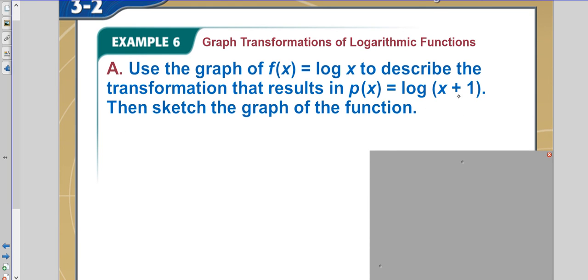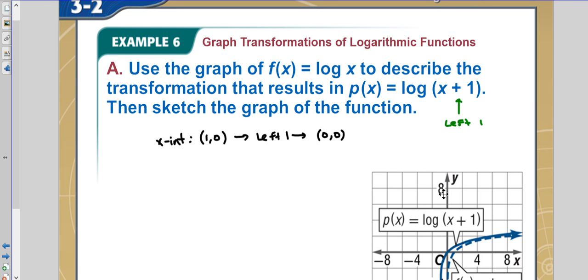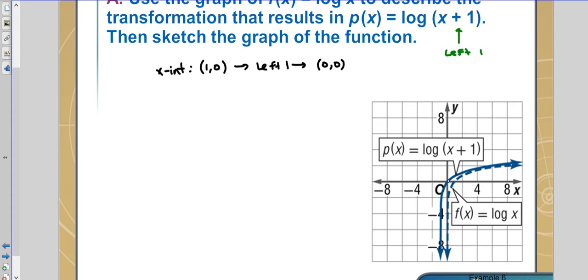So we're going to talk about transformations. Well, this plus 1 is on the inside. So this means it must go, not right 1, I'm sorry, inside's backwards. So this is going to go left 1 unit. So remember the x-intercept. Before, the x-intercept was (1, 0). But if we go left 1, it'll become (0, 0). So when we see this graph, we should have an x-intercept at (0, 0). And we sure do. That's my x-intercept there.